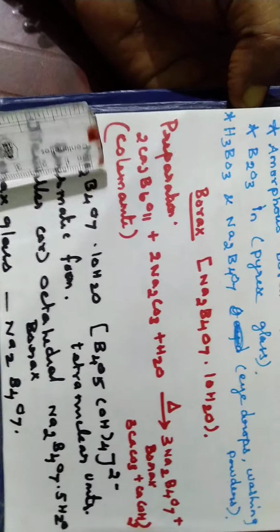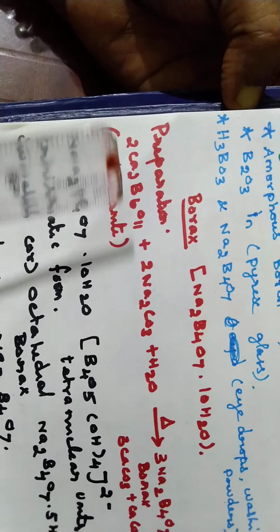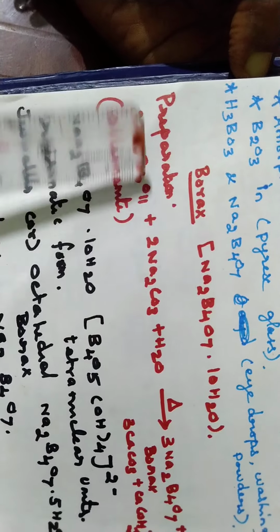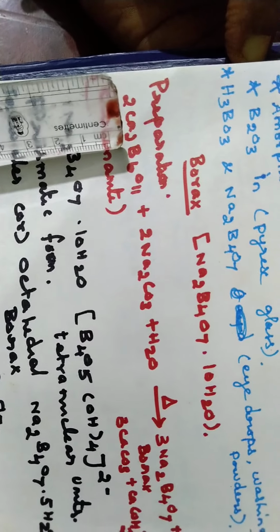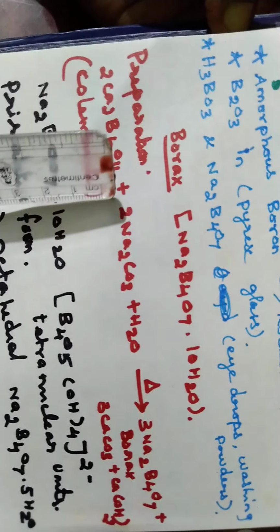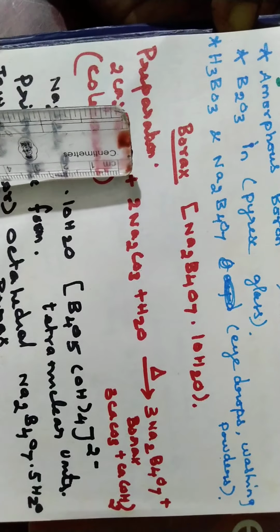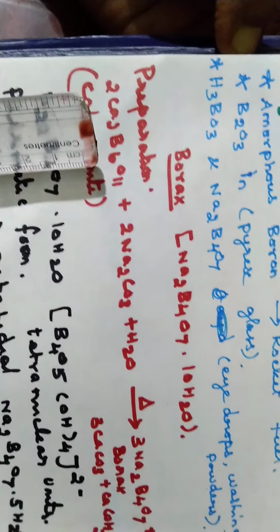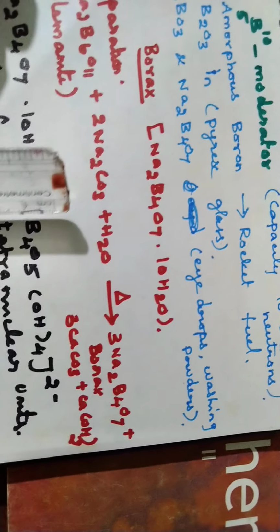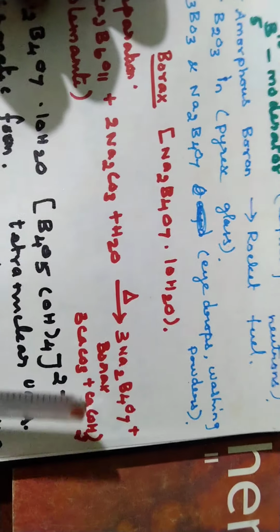So how is borax prepared? Borax is prepared from its ore, colemanite. The colemanite formula is Ca2B6O11. This is the ore from which borax can be prepared. When the powdered colemanite ore is treated with sodium carbonate solution, it forms borax, calcium carbonate and calcium hydroxide. So borax is prepared from colemanite ore, which decomposes on treatment with sodium carbonate solution to form borax.